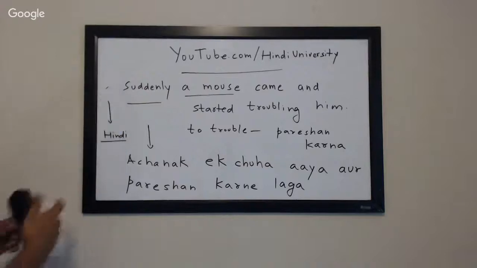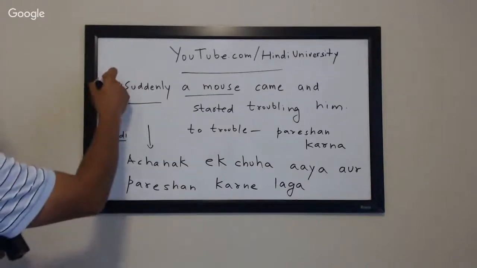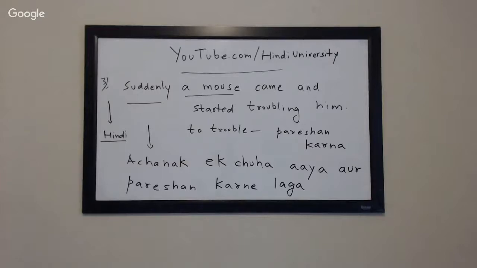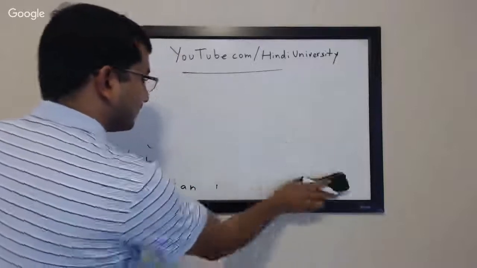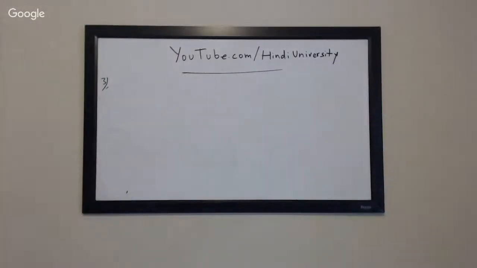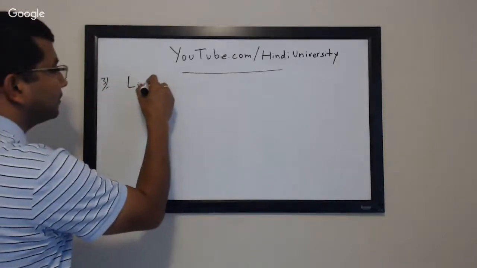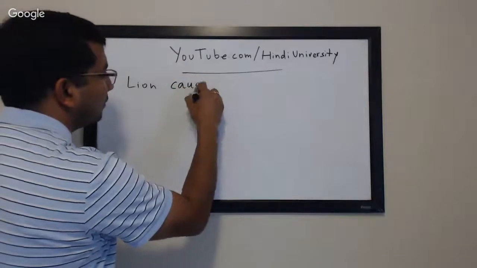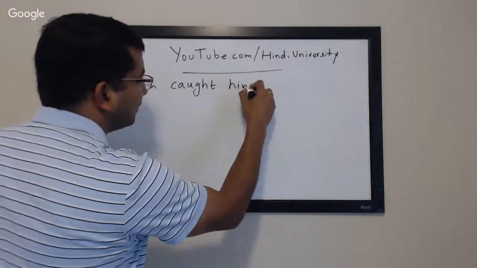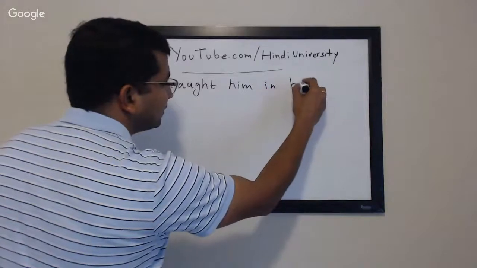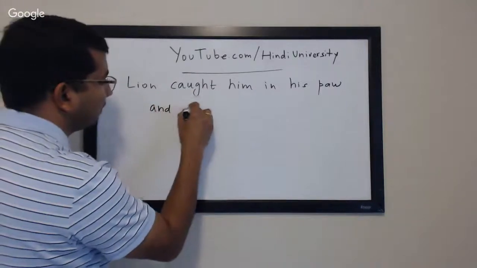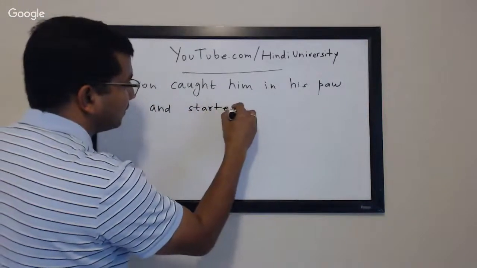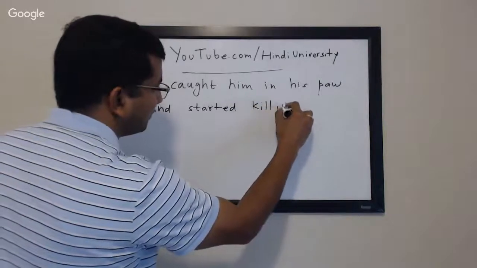The next sentence that I have. The next sentence I have is, okay. So, lion caught him in his paw and started killing him.